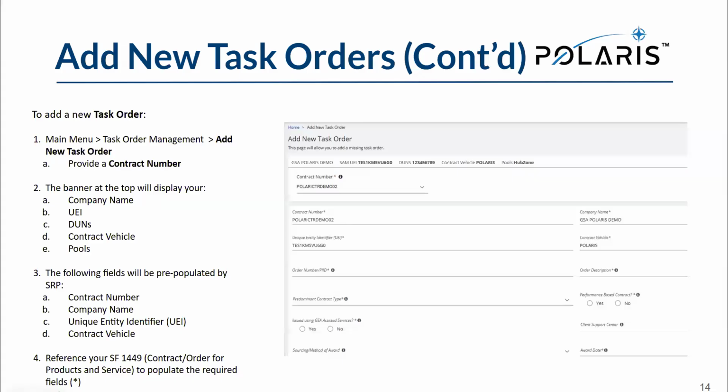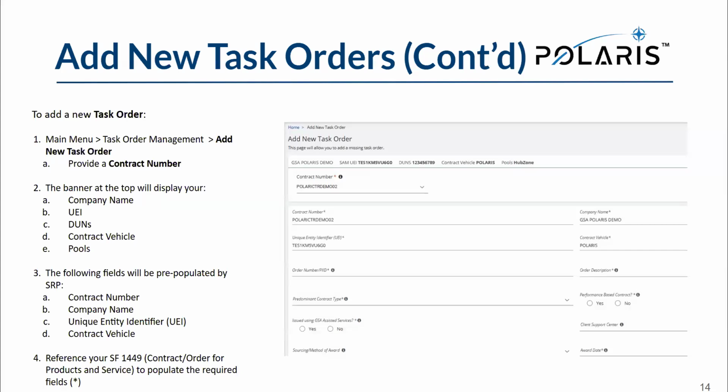To add a new task order, you would navigate to the home page, go to the menu bar, and select Task Order Management. From the menu options, you select Add New Task Order, and then you'll be required to provide a contract number to proceed.